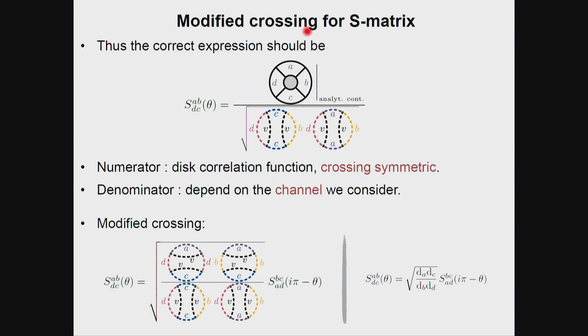So because the denominator depends on the channel we consider, it leads to a modified crossing equation, and the factor that goes into the modified crossing is precisely given by the square root of these networks of lines. And you can evaluate these networks of lines, again using fusion category, and then that is going to give you precisely the ratio of quantum dimensions that we saw earlier. Okay? So this is the physical derivation of the, I wouldn't say proof, but this is at least a physical derivation of the modified crossing.